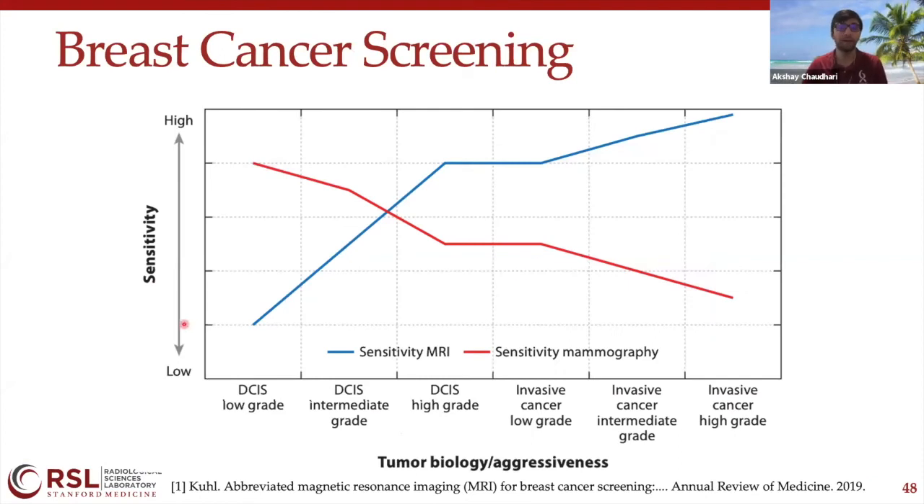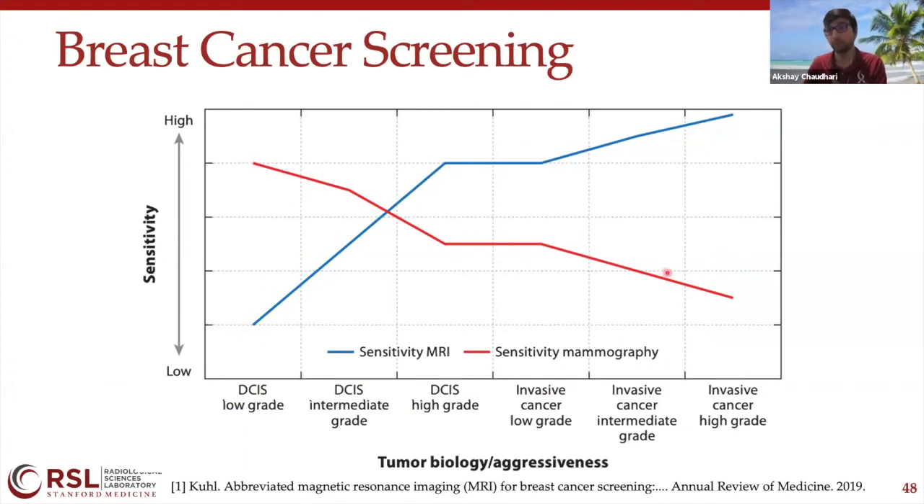Another example that I'm really excited about going forward is this notion of breast cancer screening. Normally, mammography is the go-to imaging tool for breast cancer screening. And this graph roughly shows you on the x-axis what the aggressiveness of different tumors is and a corresponding sensitivity of detection using mammography, as well as using MRI.